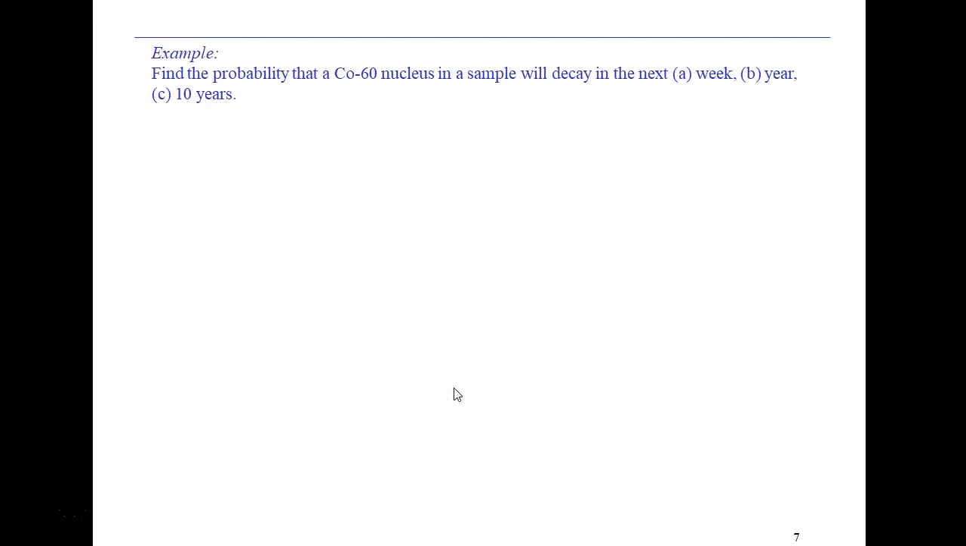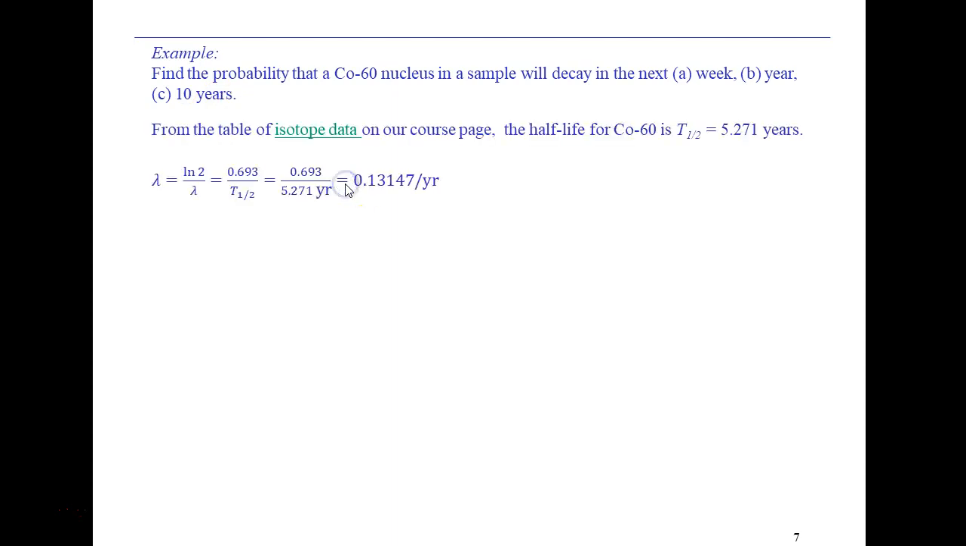Let's use this for an example. Let's go back to that cobalt-60 sample. What's the probability that one of the nuclei in that sample will decay in the next week, year, or 10 years? Remember, I've already found out what my half-life is and my decay constant in inverse years. Because I do have a time unit of a week, it's handy to figure out what lambda is in inverse weeks. Or I guess I could convert my week to a year, right? Whichever way you want to do it.